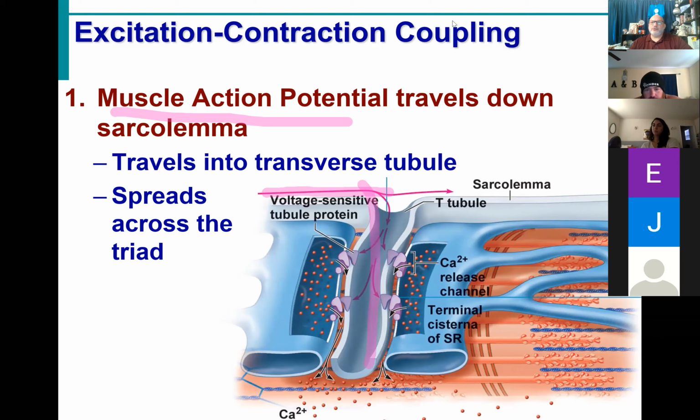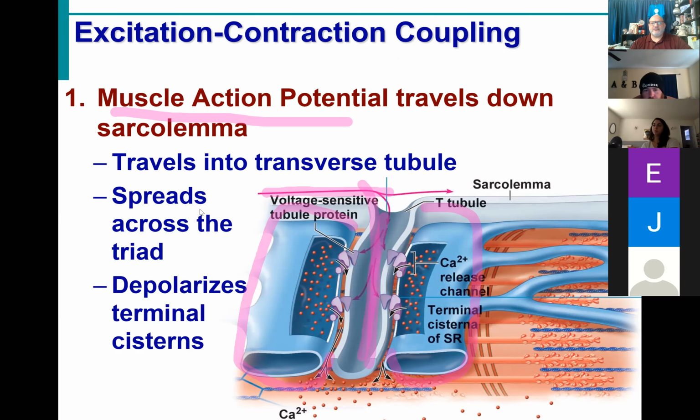That transverse tubule is part of our triad: the transverse tubule and the terminal cisternae of one sarcoplasmic reticulum and the terminal cisternae of a second piece of sarcoplasmic reticulum. These two huge enlargements of the sarcoplasmic reticulum, which, as we can see, is filled with calcium, have voltage-gated calcium channels. Because that big muscle action potential is a big positive signal that depolarizes the cell.